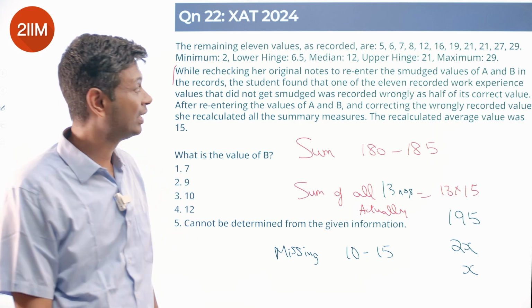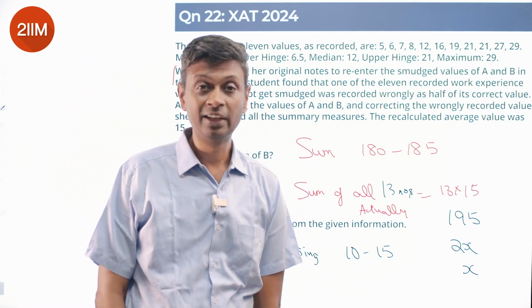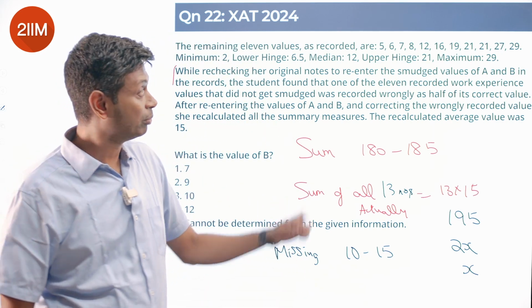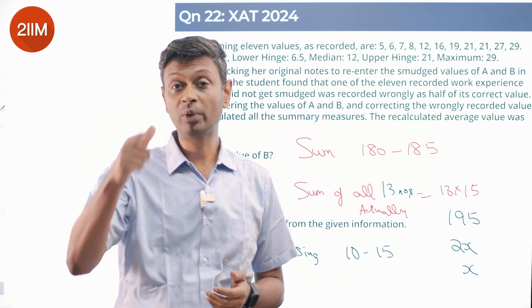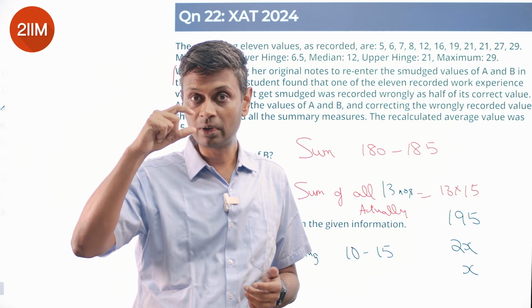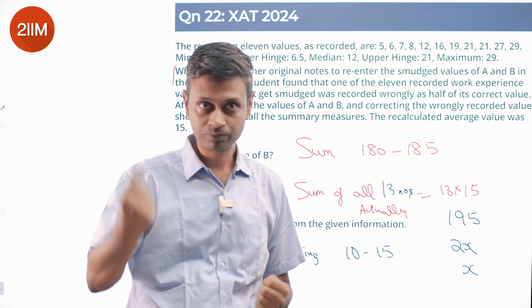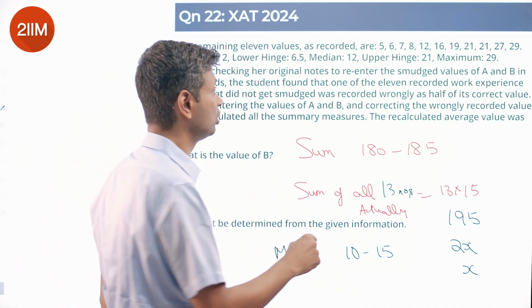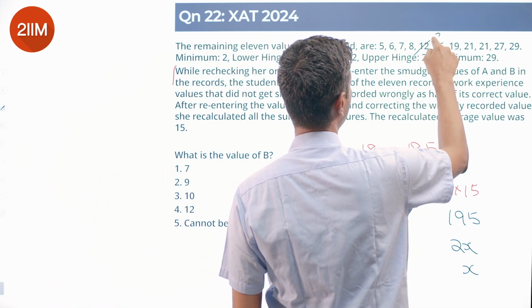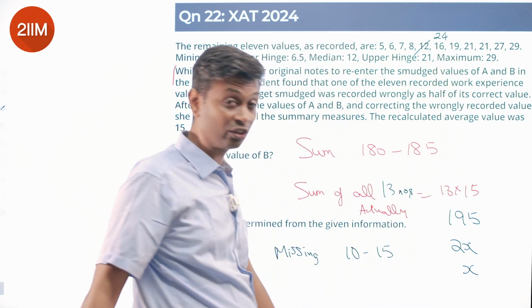Effectively, I have to look at these numbers and say that the number, or that set of numbers between 10 and 15, is the one that has been written incorrectly. There's only one number like that, that is 12. Or we can deduce that this was actually 24 and we have written this down as 12.